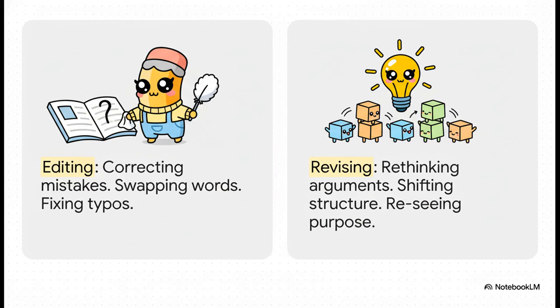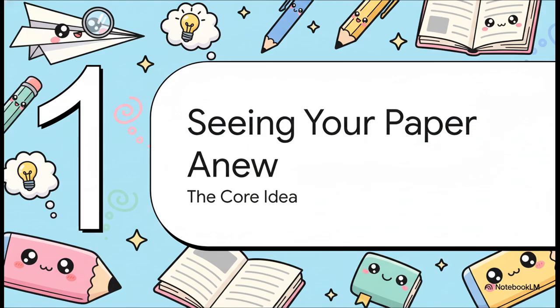Over on the left, you've got editing. That's the surface level stuff, correcting mistakes, swapping out a word here and there. But on the right, you have revising, and that's a whole different beast. It's about rethinking your entire argument, maybe shifting the whole structure, and really truly re-seeing your paper's purpose. And that's the core idea behind this whole assignment, learning to see your paper with fresh eyes.